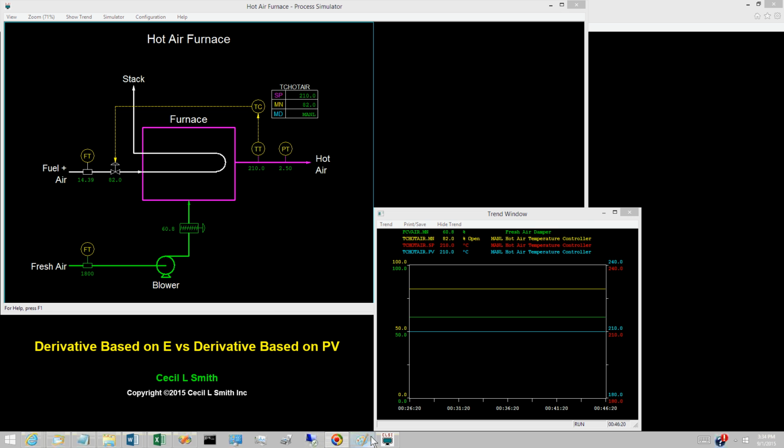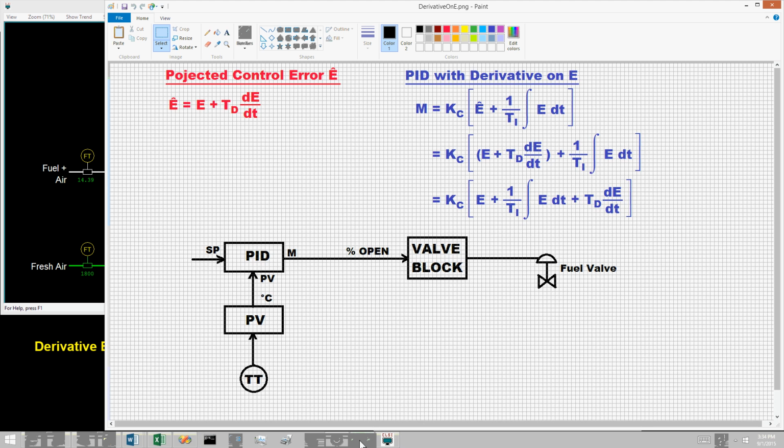In the previous video, the derivative mode was a result of projecting the PV one derivative time into the future. An alternative is to project the control error E one derivative time into the future. At a point in time, two items of information are available for the control error E: its current value, and its rate of change, or dE/dt. The current rate of change of the control error E can be used to predict future values for the control error. The projected control error E hat at one derivative time in the future is E plus T sub D dE/dt.